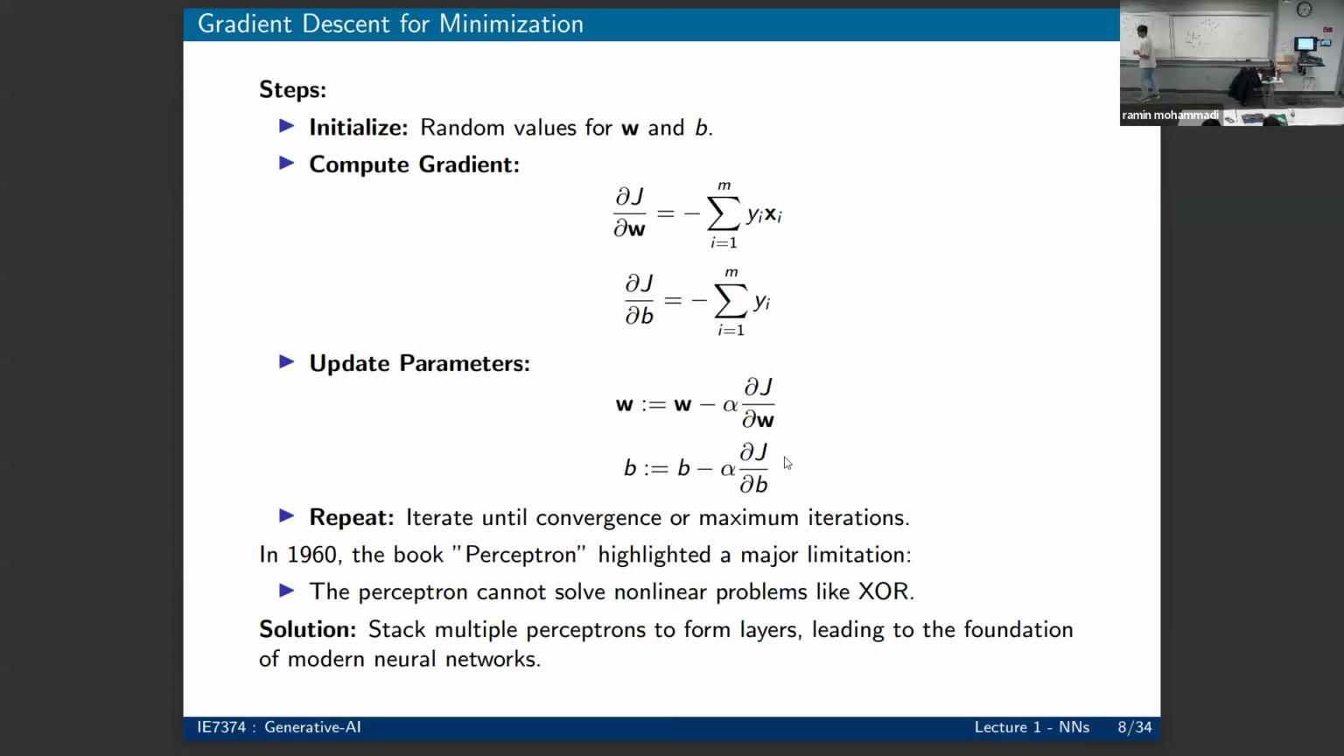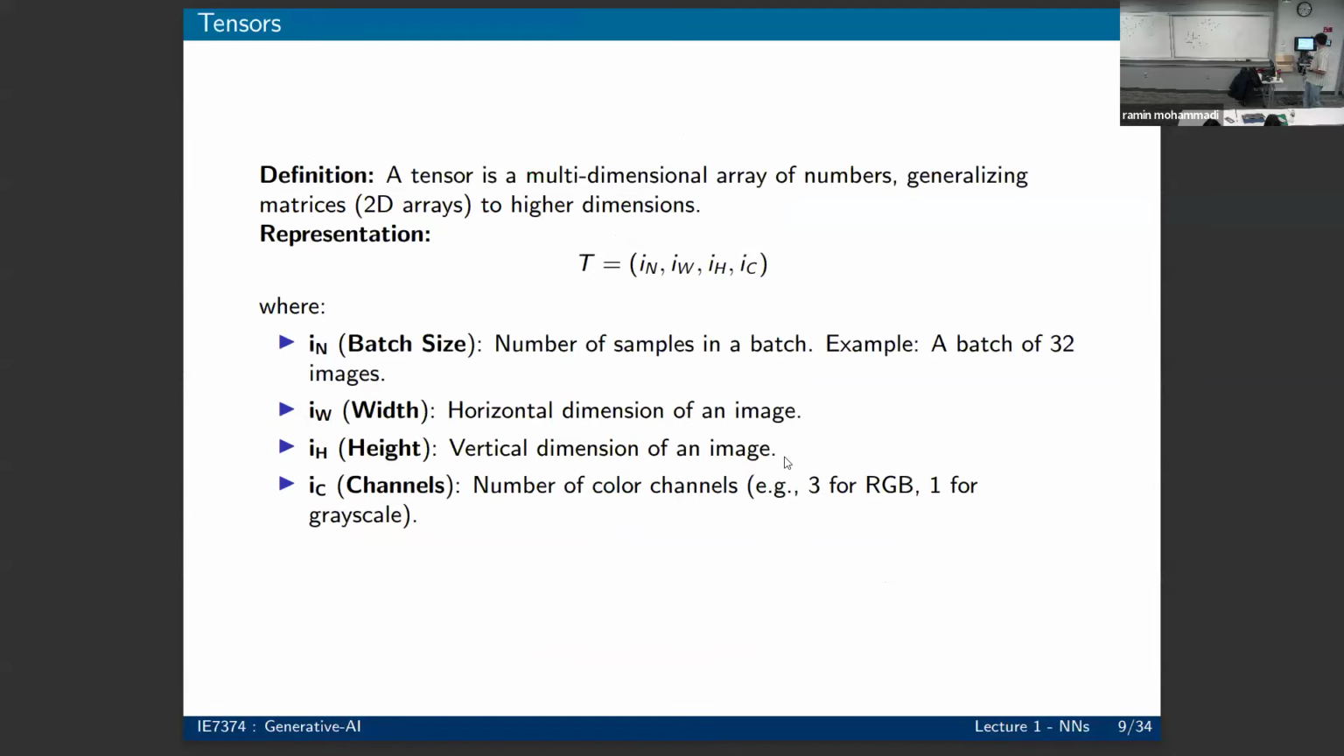How could we solve this? And that's why let's go to neural networks. Let's put a series of perceptrons on top of each other and build a neural network that can solve the problem, right? Now, when we go to higher dimensions, we no longer work with vectors or basically arrays, we go to tensors, all right?